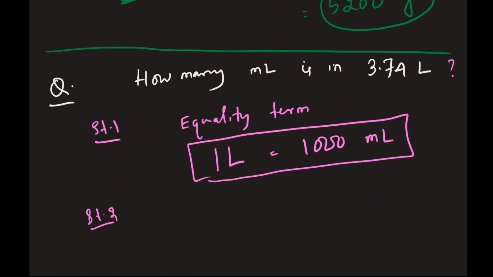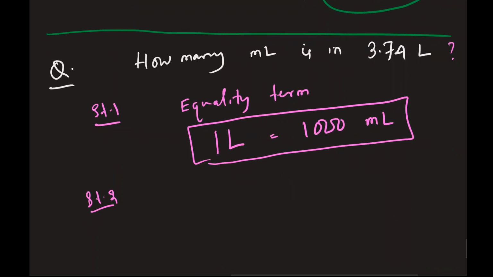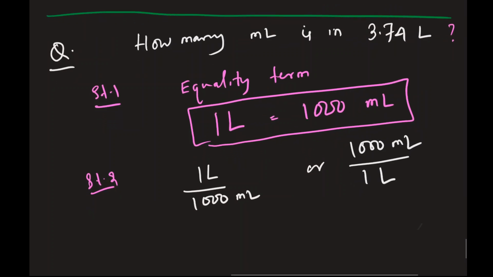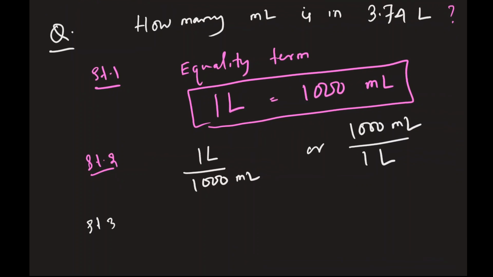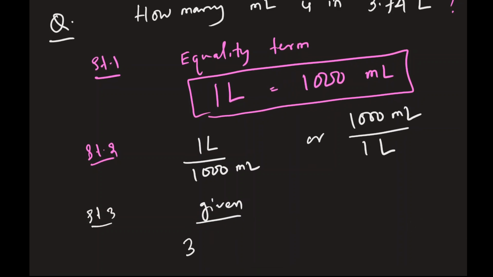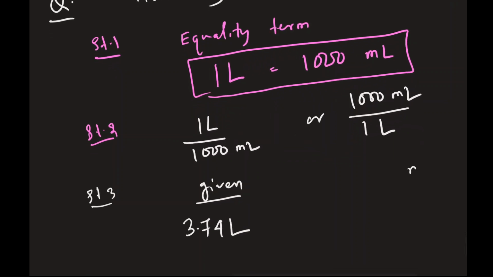Step 2 is conversion factor. So what is the conversion factor? 1 liter equals 1000 milliliters. So 1 liter per 1000 milliliters, or 1000 milliliters per 1 liter. So I'm just writing this one down. And then step 3, what's given? You are given 3.74 liters.